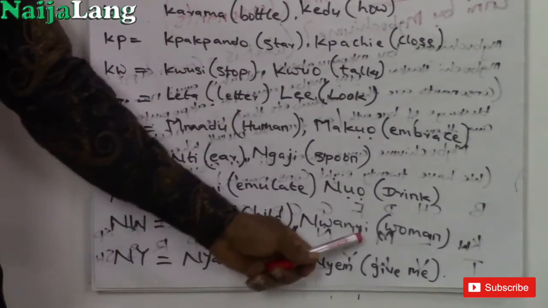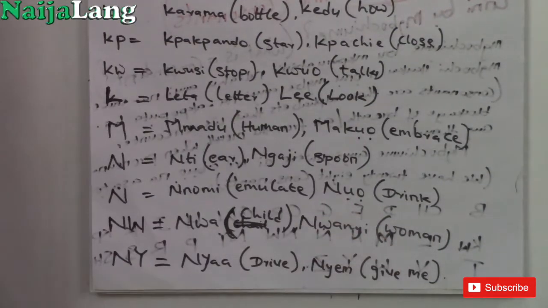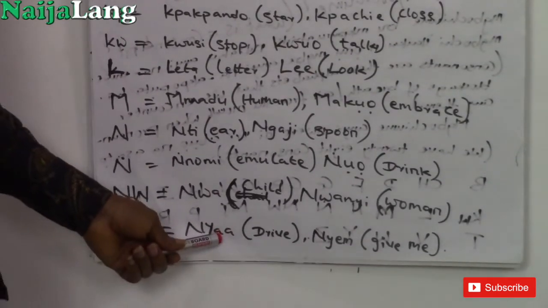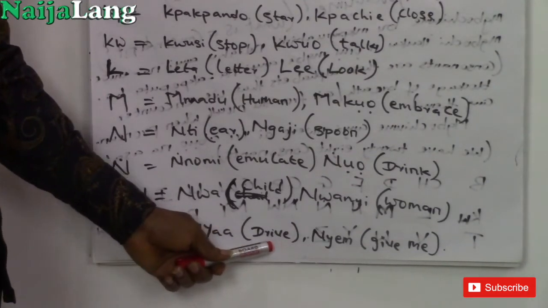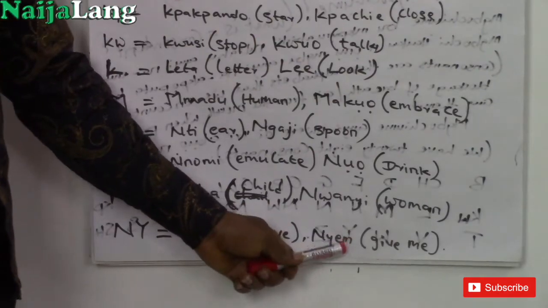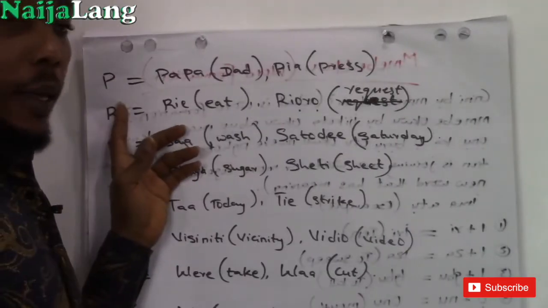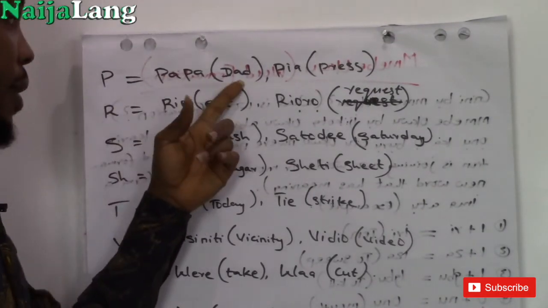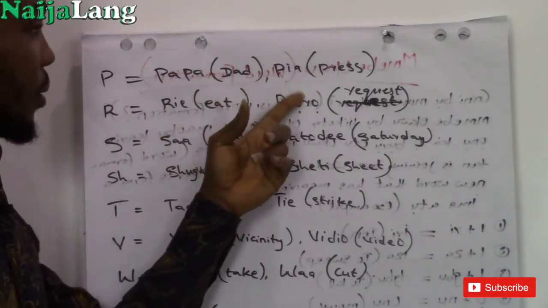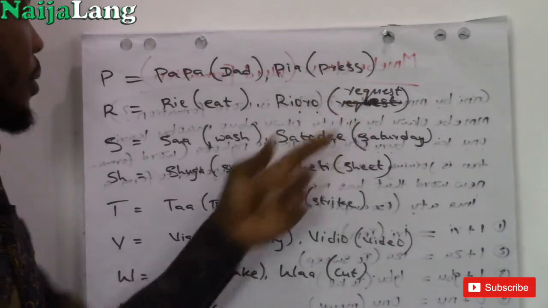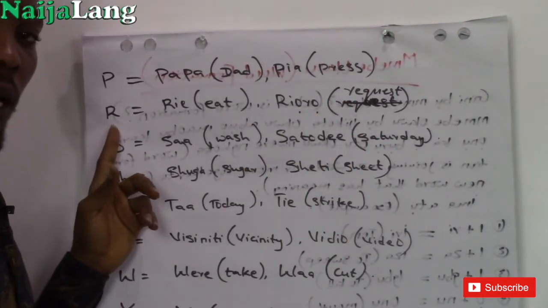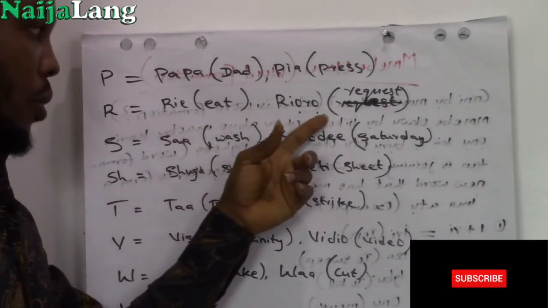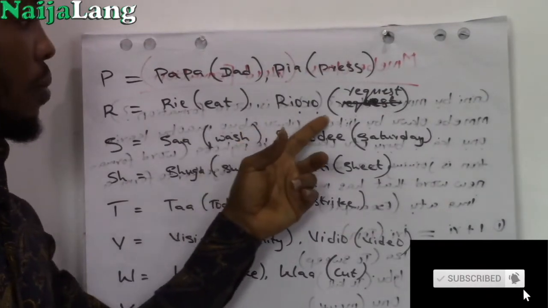Wanyi means woman. The next one is nya: nya means drive. Nyem means give me. Pe: papa means dad. Pia means press. Rie means eat. Rioro means request.